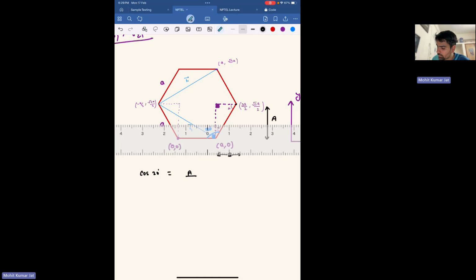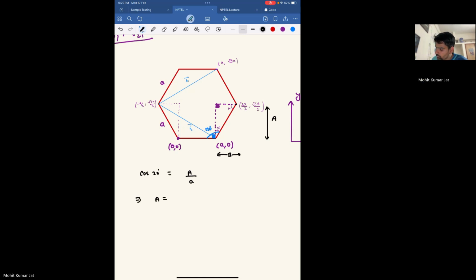Which length? This length is already A. So cos 30° will be A by A. That will give the A to be root 3A by 2. Similarly, the B can be calculated and B will be 3A by 2.